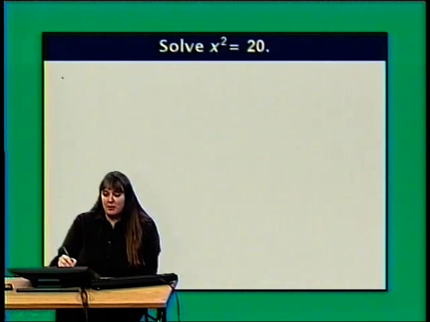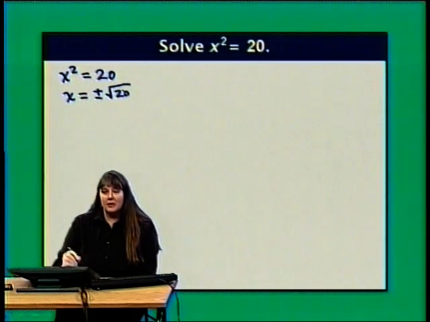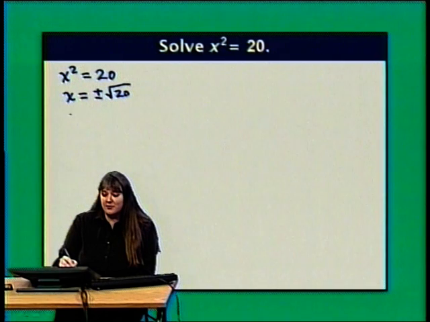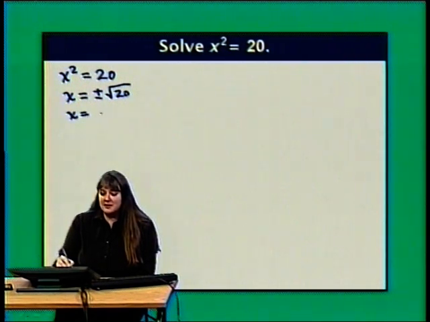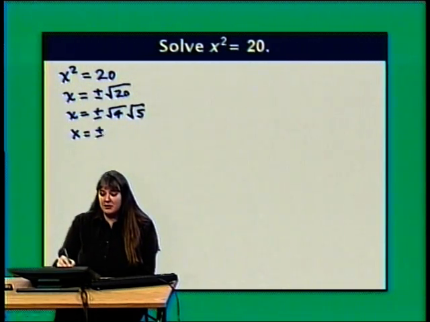Well, this looks like a problem that would be easiest to solve using the square root principle. If x squared is 20, then x is plus or minus the square root of 20. Now we need to look for perfect square factors in 20. Well, 20 is 4 times 5, so I can write this as x equals plus or minus the square root of 4 times the square root of 5. So x equals plus or minus 2 radical 5.